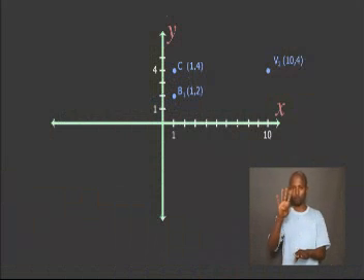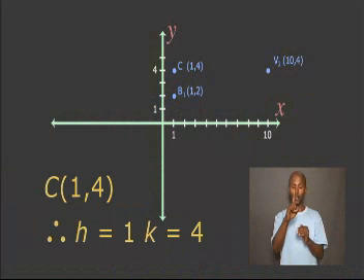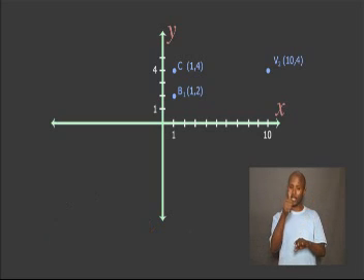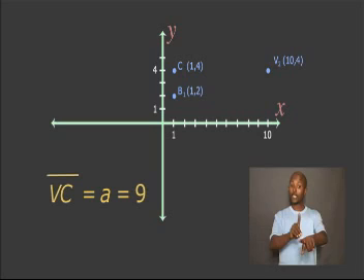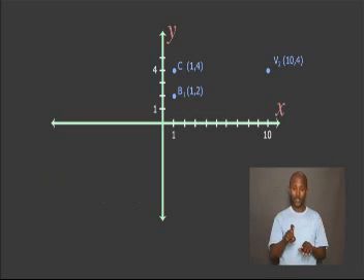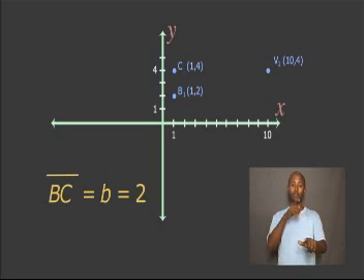Hello again. Sometimes the easiest way to begin an activity like this is to draw the location of the points. C is at 1, 4, so h equals 1 and k equals 4. We can see that the vertex at 10, 4 must be at the major axis, V. The distance from V to C is a equals 9. The vertex at 1, 2 must be at the minor axis, B. The distance from B to C is b equals 2.